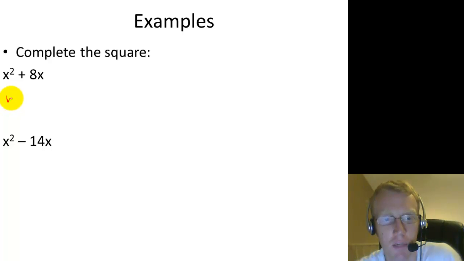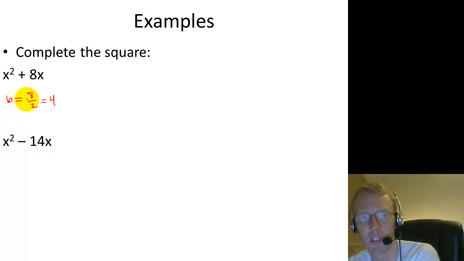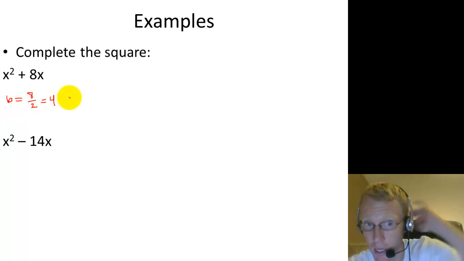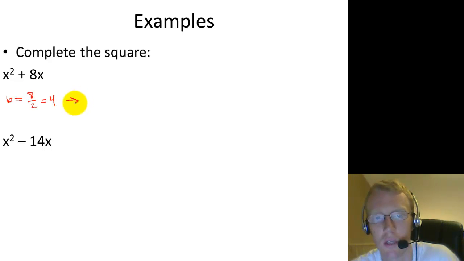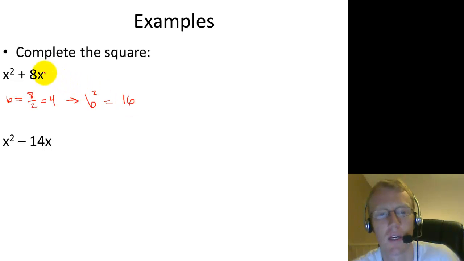Our middle number is going to be 8, and we want to take half the middle number. So our b value is going to be 4. Not b as in standard form, but just as in a plus b squared. And so if we want to get the b squared, that's going to be 16. So half the middle number squared is plus 16.